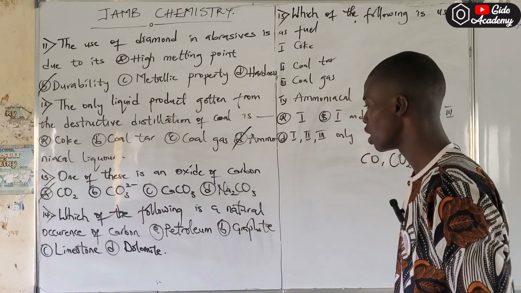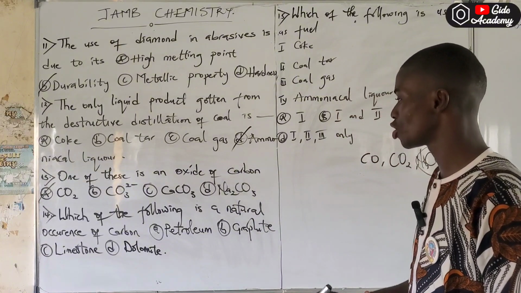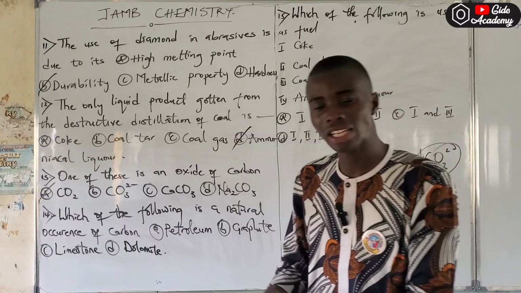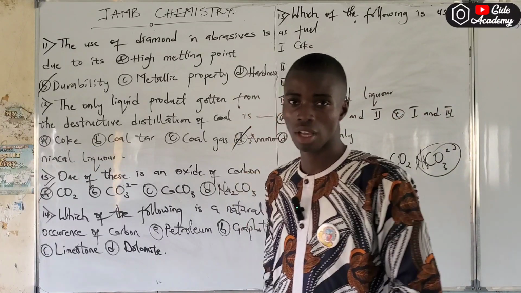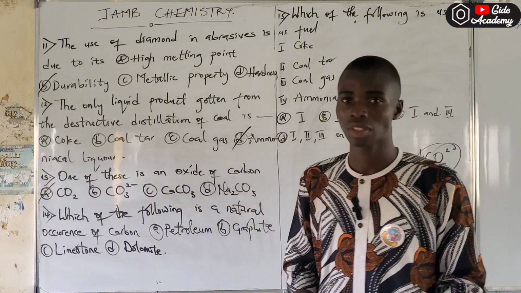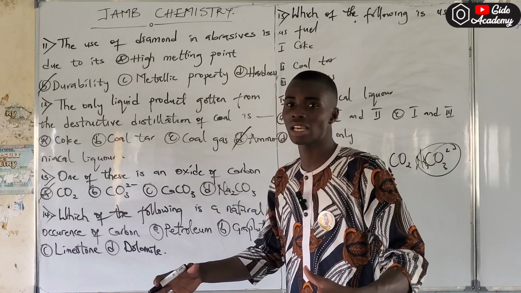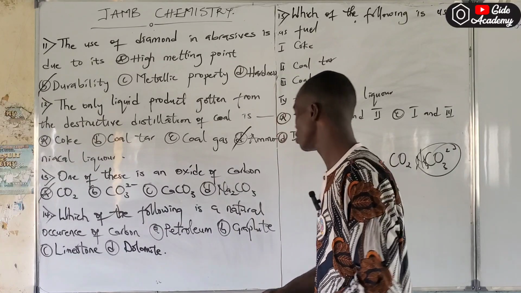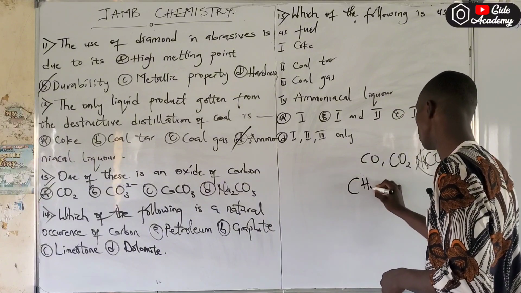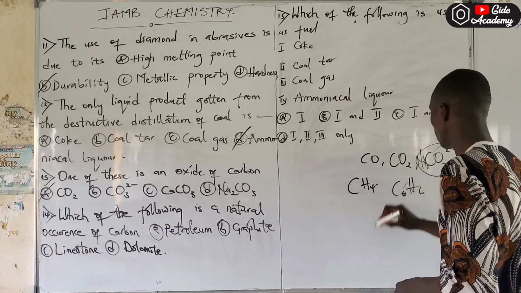Number 14 question says, which of the following is a natural occurrence of carbon? Carbon occurs naturally in a combined form and also in pure form. By combined form, I mean as a formula, as a compound. For example, if you have CH4, this is a combined form of carbon. If you have benzene, C6H6, this is also a combined form of carbon.